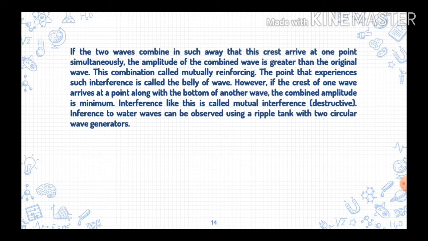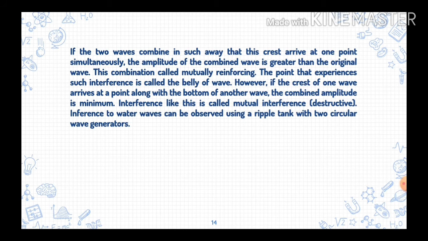If the 2 waves combine in such a way that their crests arrive at one point simultaneously, the amplitude of the combined wave is greater than the original wave. This combination is called mutually reinforcing. The point that experiences such interference is called the belly of the wave. However, if the crest of one wave arrives at a point along with the trough of another wave, the combined amplitude is minimum. Interference like this is called mutually canceling, or destructive interference.